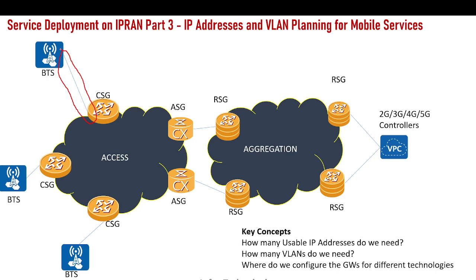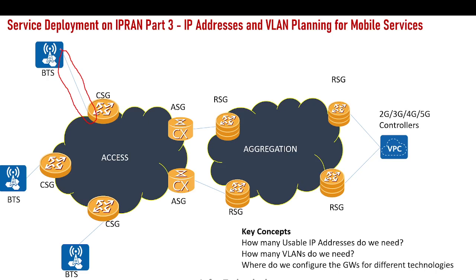And then from these IP addresses, you also need to have the gateway. The gateway is always configured on the CSG. So you need to have an IP address plan for the gateway, and the gateway should be from the same subnet. So when you are doing the configuration on the CSG, you always have to ensure that the mask or the subnet is configured correctly.